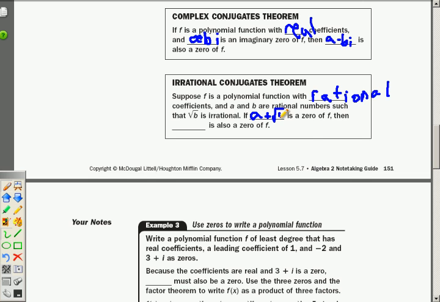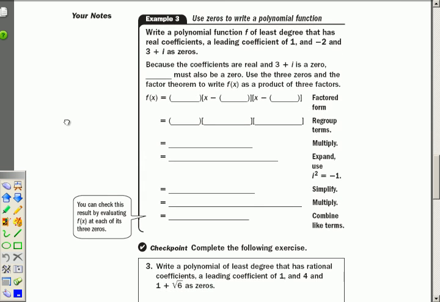If a plus the square root of b is a 0 of f, then a minus the square root of b is a 0. They have to go together. So if you get one, automatically get another. It makes sense when we do the quadratic formula that it's always a plus or minus, right, something. So that makes sense. Let's go on to example 3 here.